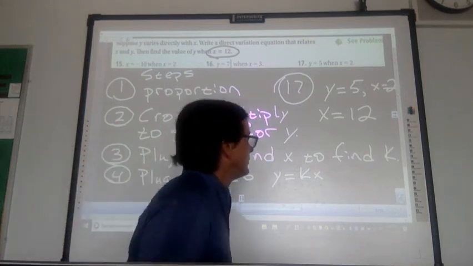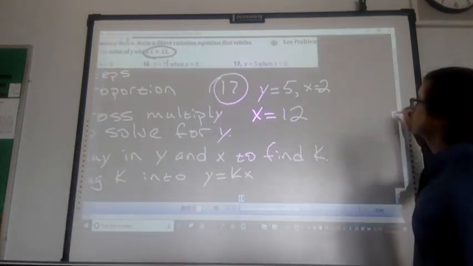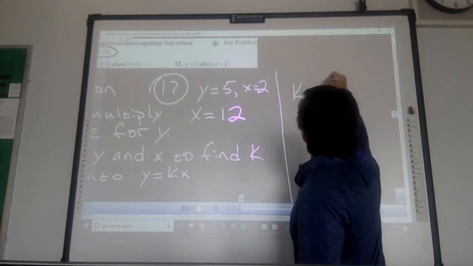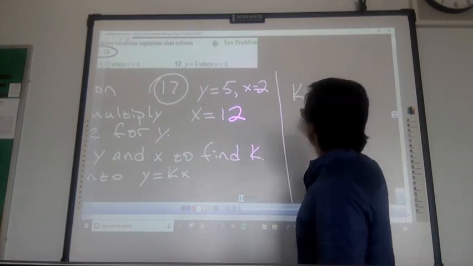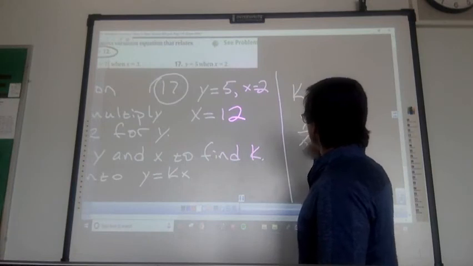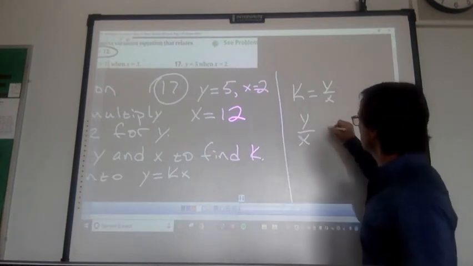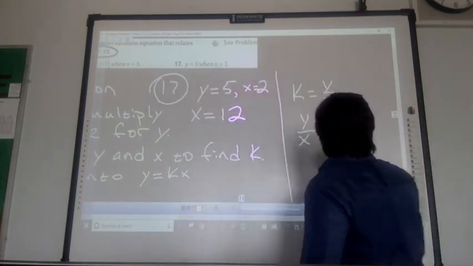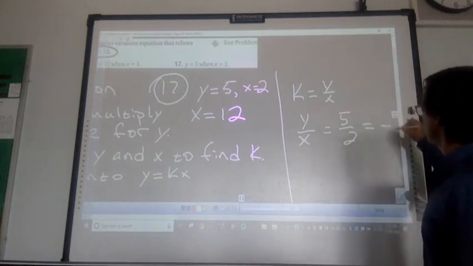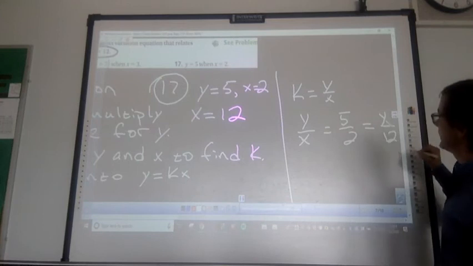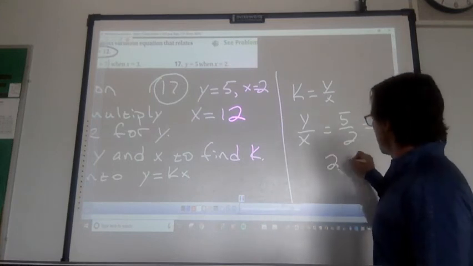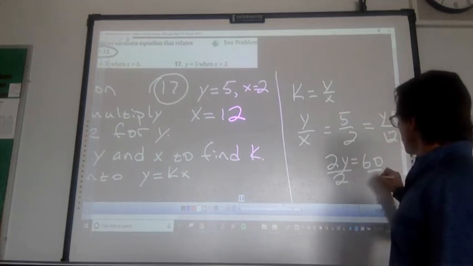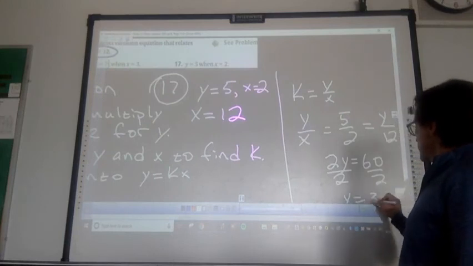All right, so we're going to do this over here. k equals y over x. So I'm just going to leave the y over x here to write my proportion. So it equals 5 over 2, putting y over x. My new x value is 12. X goes on the bottom, y goes on the top. Then I just cross multiply. So 2y equals 5 times 12, which is 60. Divide both sides by 2, and y equals 30.